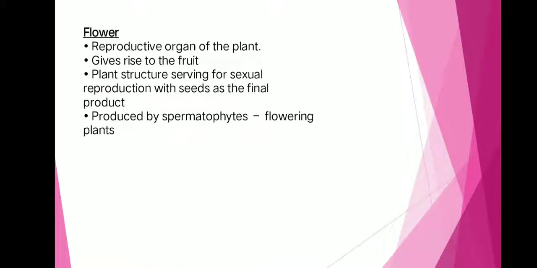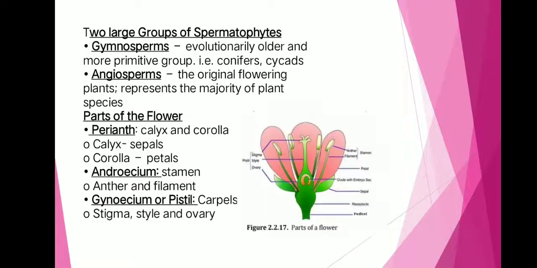Flower. Reproductive organ of the plant. Gives rise to the fruit. Plant structure serving for sexual reproduction with seeds as the final product. Produced by spermatophytes, flowering plants.